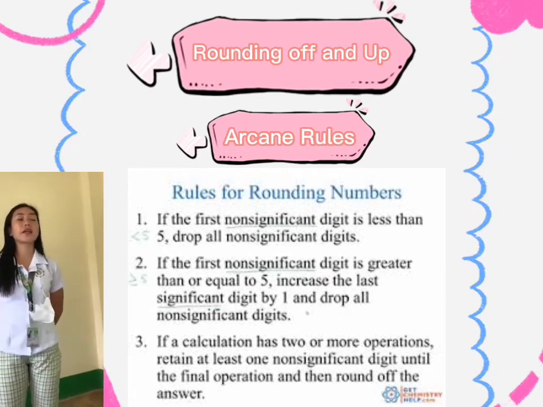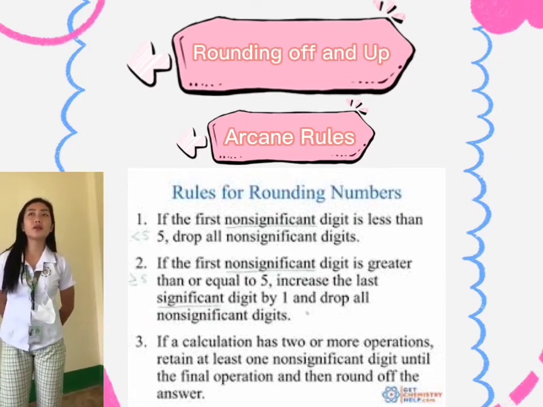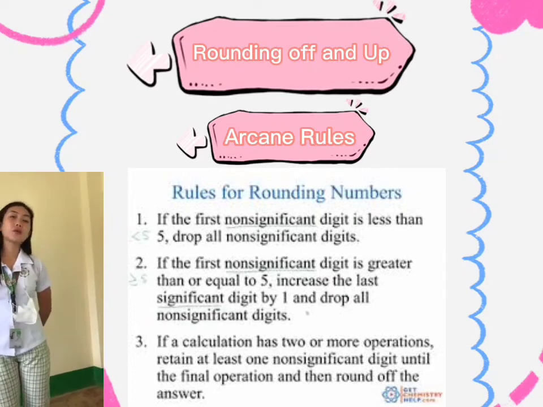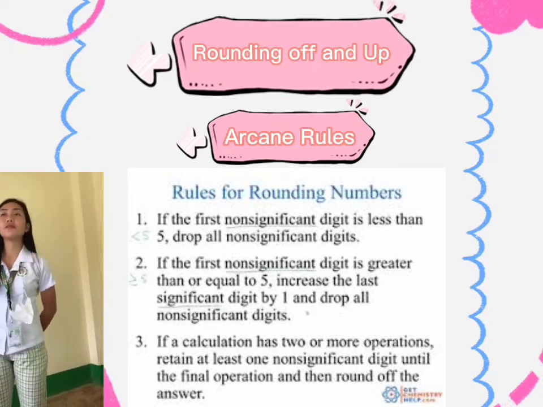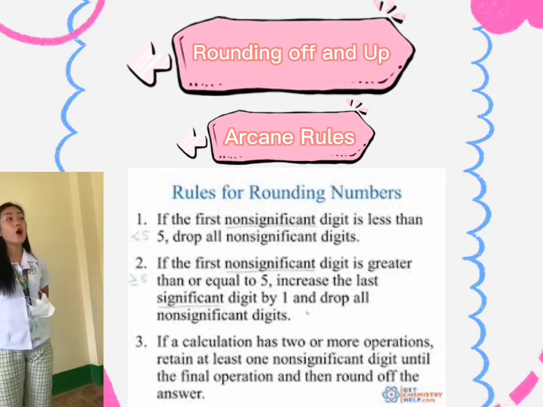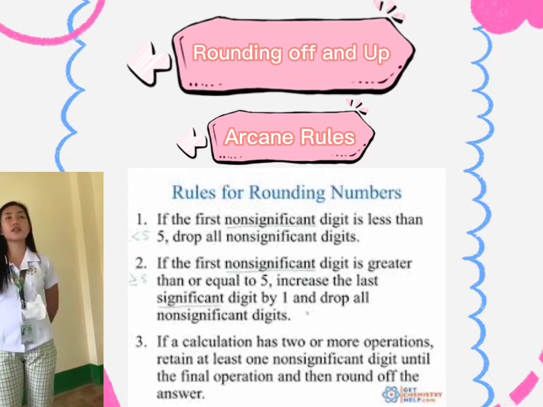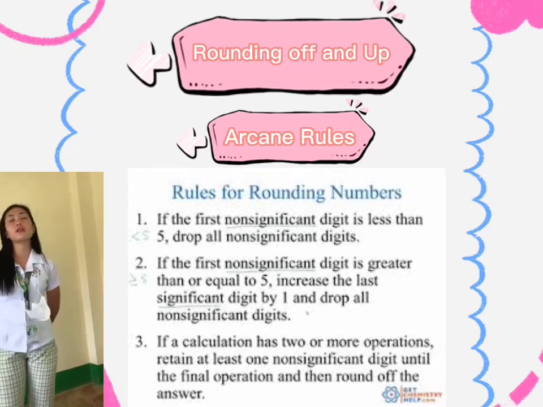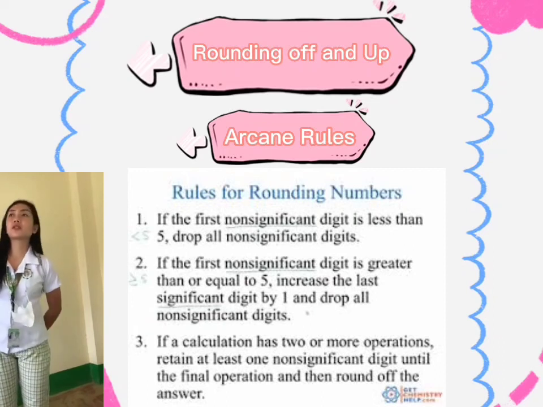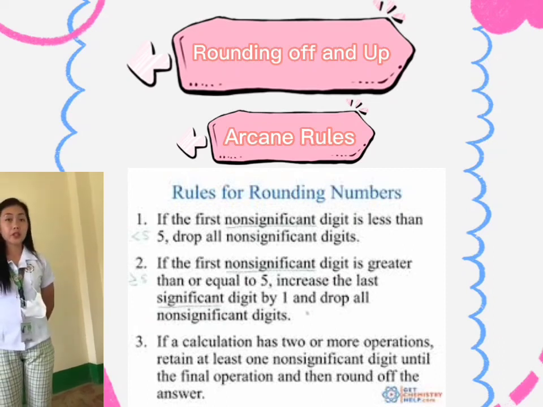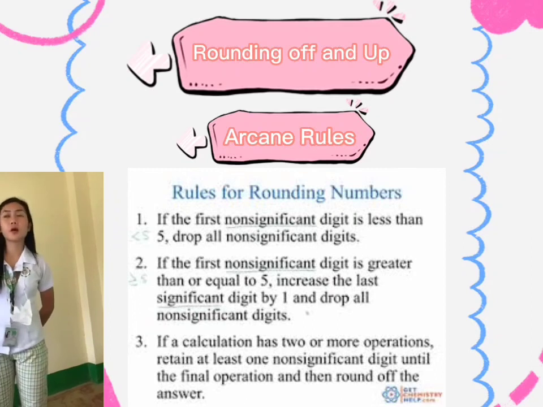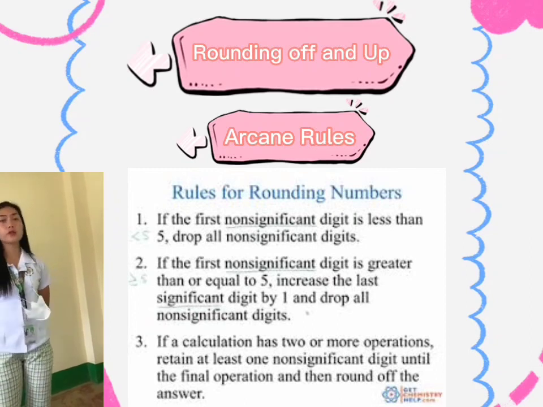So in arcane rulings, it depends upon the following numbers. If it is even, then you round it off, and if it's odd, you round it up. So it's 50% not particularly sure that you're going to round up the numbers, but also 50% that you're going to round it off.